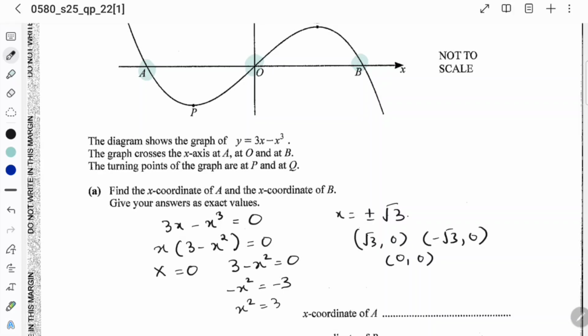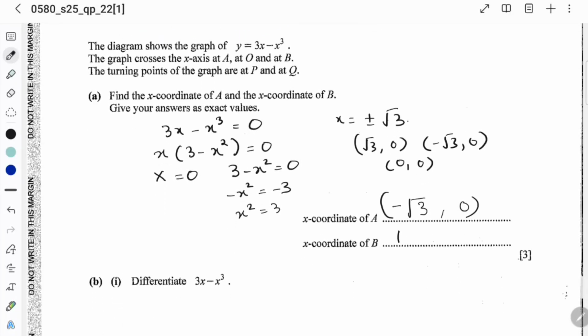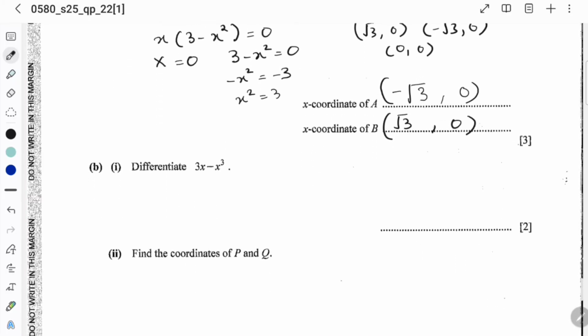So origin is 0 comma 0, the negative one is on the left side, so a will be equal to minus square root 3 comma 0, and your b is on the positive side, so that will be equal to square root 3 comma 0. You know that on the x-axis y is equal to 0, so that's why I took y equal to 0 and the equation equal to 0, and then I just factorized and found the values of a and b.